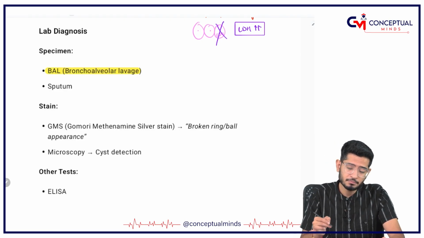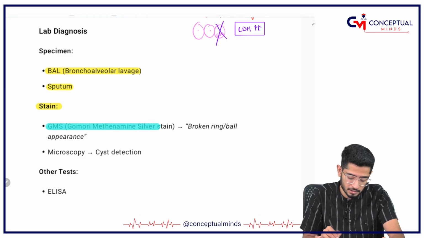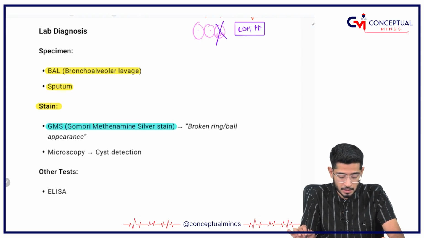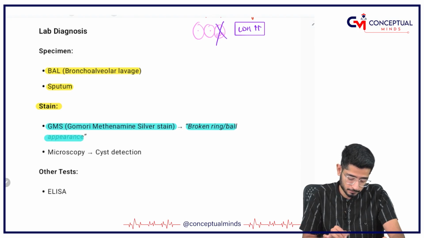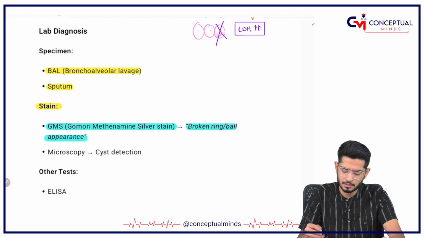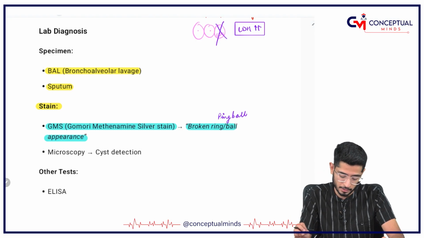So you take either a bronchoalveolar lavage or sputum, you take out the sample, and you stain it. How do you stain it? With the Gomori methenamine silver stain, the GMS stain, and that is going to show you a broken ping pong ball appearance, okay, broken ping pong ball appearance.